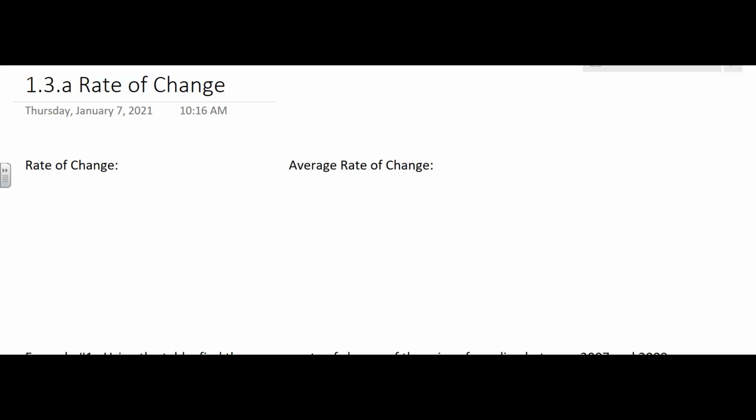Okay, so here we're going to talk about the rate of change. So let's talk about distance versus time. So say you're going to take a trip and you're going to get on the freeway and you're going to travel for 5 hours at 60 miles an hour and you're going to arrive someplace.